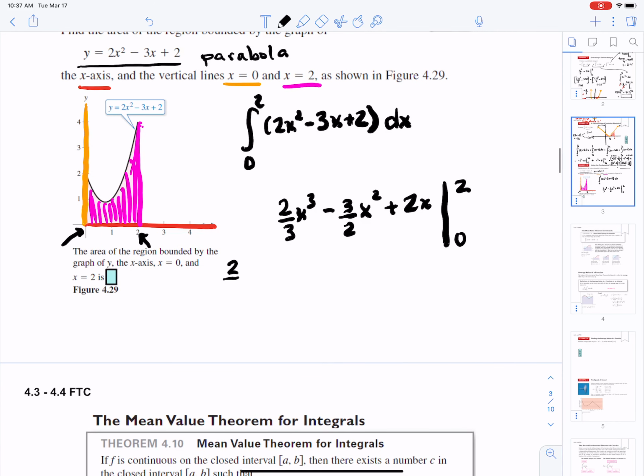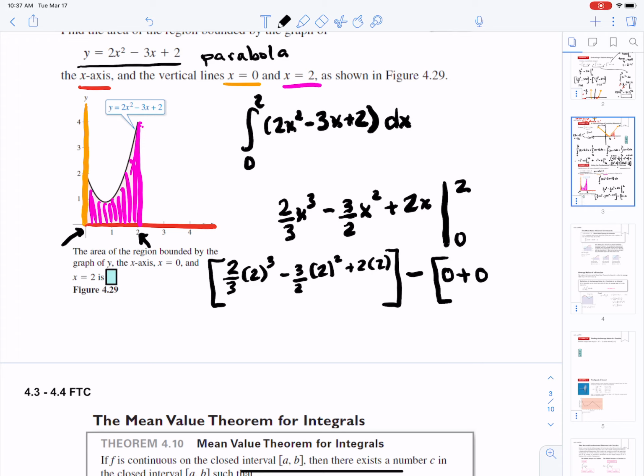So 2/3 times 2 cubed, minus 3/2 times 2 squared, plus 2 times 2. That's my upper limit. I'm going to work out that value minus, when I sub 0, I'm going to get 2/3 times 0 cubed, which is 0, minus 3/2 times 0 squared, which is 0, plus 2 times 0, which is 0. So it's literally the value of what I'm getting right here, which again, you can work out on a calculator and write that value down. That will represent the area in here in pink.